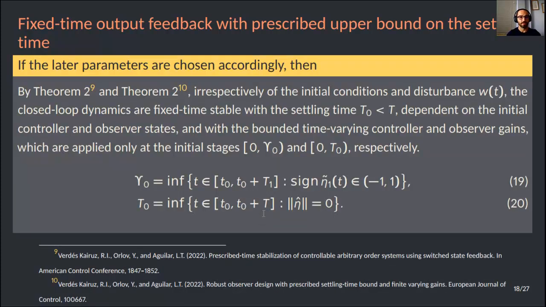If the parameters are chosen accordingly, then by theorem 2 in reference 9 and theorem 2 in reference 10, the closed loop trajectory converges to the origin in a time no greater than capital T, irrespective of the initial conditions and disturbance applied.